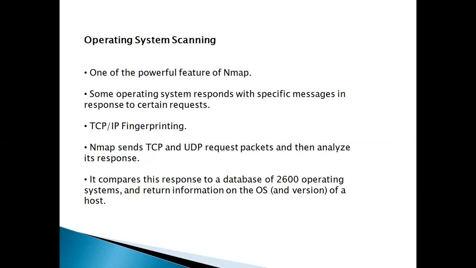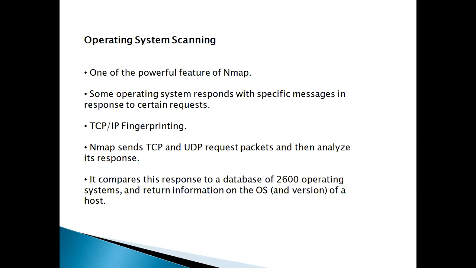Now comes operating system scanning. Operating system scanning is one of the powerful features of Nmap. Some operating systems respond with specific messages to certain requests. Suppose I'm sending a certain request to a machine, and if the machine is running Windows, its response is different, and if the machine is running Linux, its response is different from Windows. On the basis of different responses, we can guess which operating system it is. Sometimes it also shows the version of the operating system.